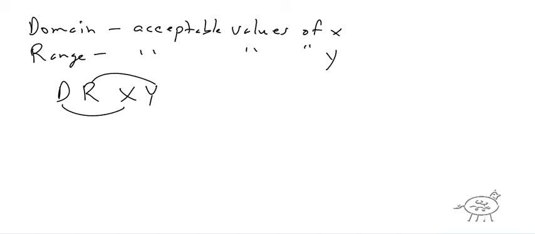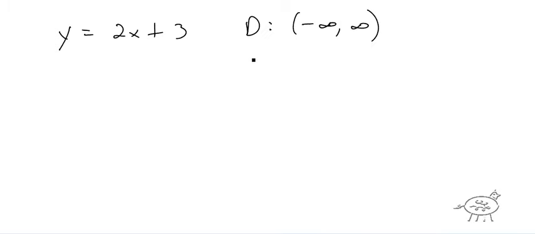So let's do a domain range here. If I gave you y equals 2x plus 3, and I say, what's the domain? Well, it's acceptable values of x. Well, what can x be? There's no restriction here, right? X can be anything. So it's negative infinity to infinity. And what's the range? Well, it's any value here too, so it's also negative infinity to infinity. That's pretty easy. What about y equals x squared plus 4?